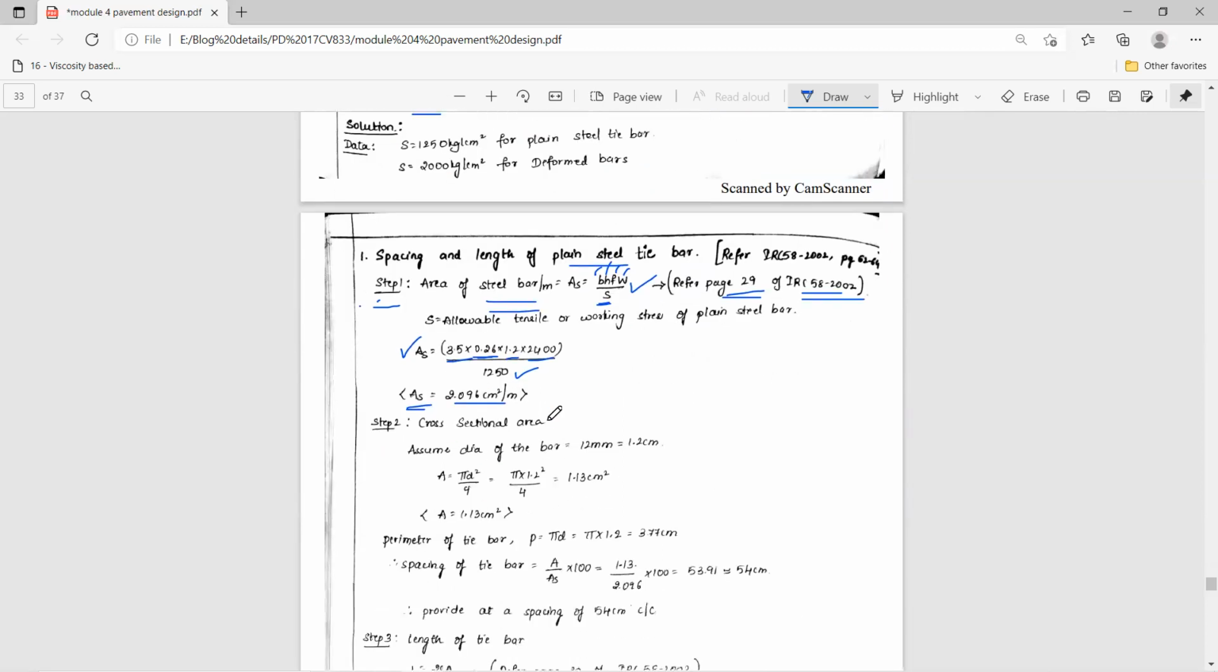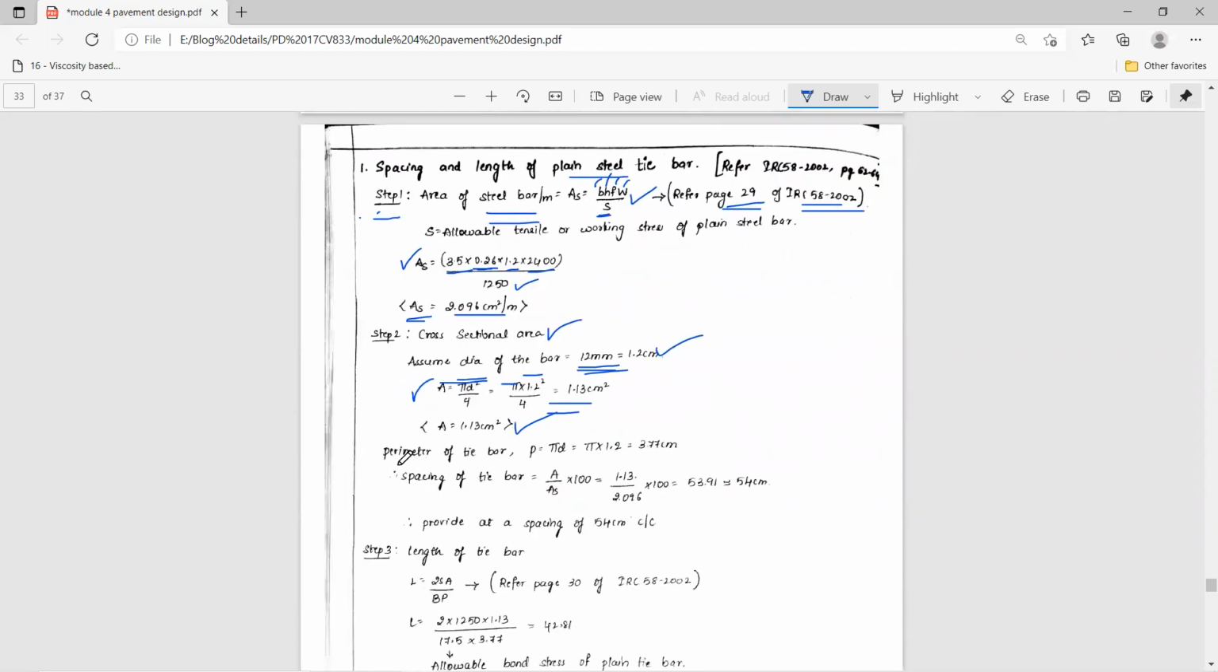Then you need to calculate cross sectional area. In order to calculate cross sectional area, first you need to assume the diameter of the bar. Here I assume the diameter of the bar as 12 mm, which in terms of centimeter is 1.2 centimeter. You know how to calculate cross sectional area of the circular section, that is pi d square divided by 4. D value is 1.2. Therefore area of cross section is 1.13 centimeter square.